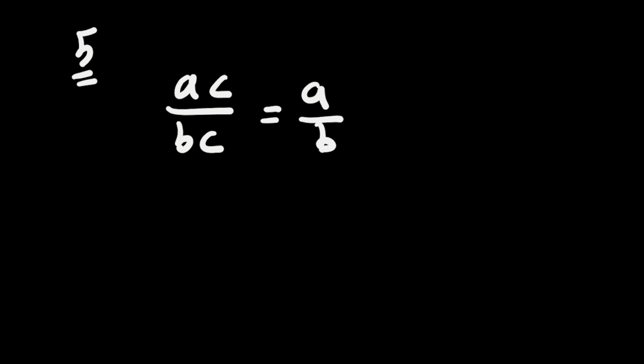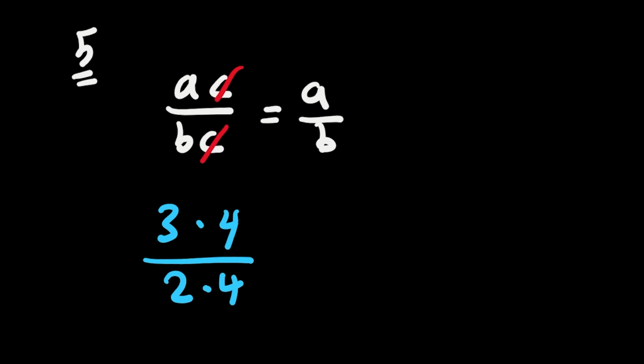Property number 5 says a multiplied by c over b multiplied by c equals a over b. Just see here, we are canceling the c part. Okay, let's see an example. If we have 3 multiplied by 4 over 2 multiplied by 4, just notice here that the 4 will cancel out, and we will get 3 over 2. This is the fifth property. Let's see the next one.